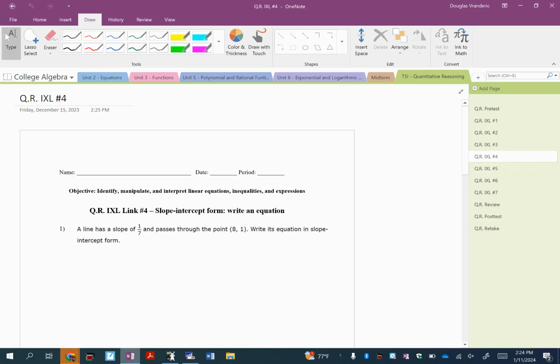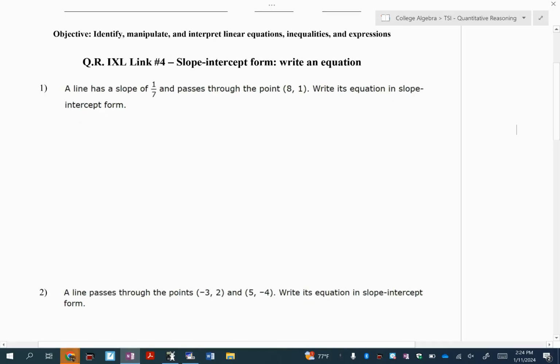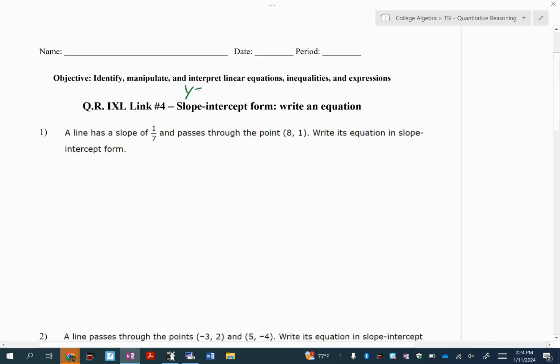Here we go. So we're going to shift gears a little bit, and we're going to move into writing linear equations, using slope-intercept form as our answer. Do you guys remember slope-intercept form? Oh, nice. y = mx + b. So we got to know that.